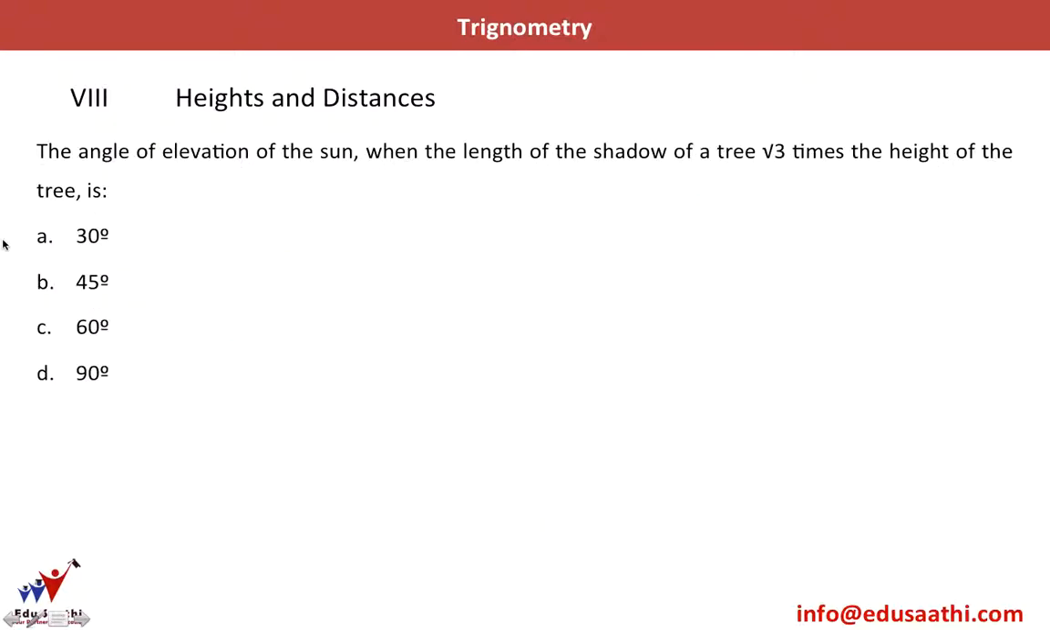Let's try another question. What is the angle of elevation of the sun when the length of the shadow of a tree is root 3 times the height of the tree? So let's take the sun to be somewhere here. And now if I have a tree here and this is the ground, the sun rays are going to come like this. So the shadow is going to be somewhere on this side. So this length A, B is going to be the shadow, and B, C is the length of the tree.